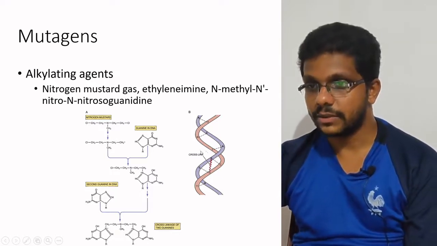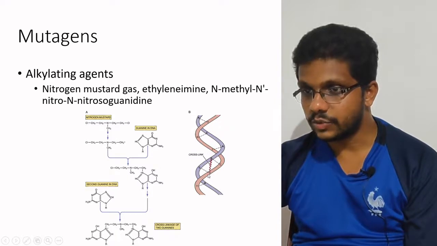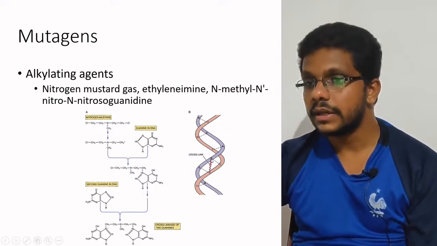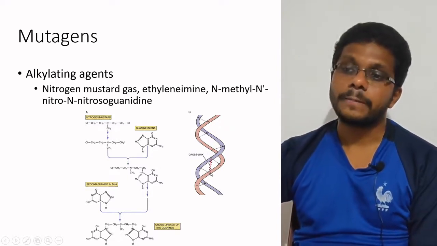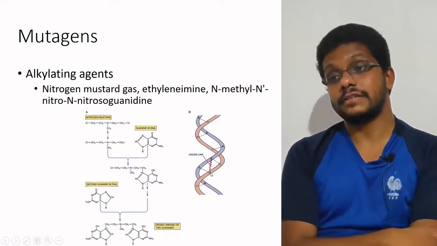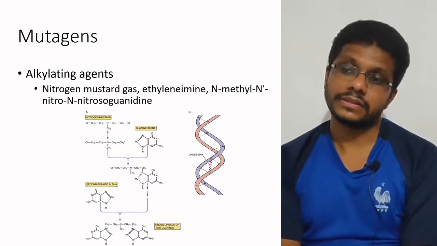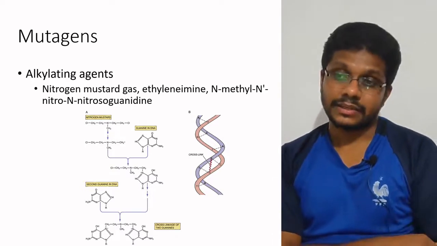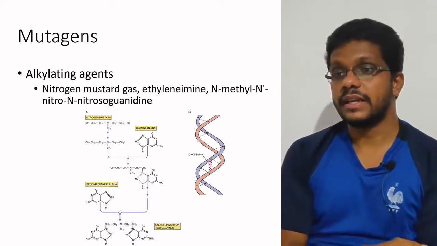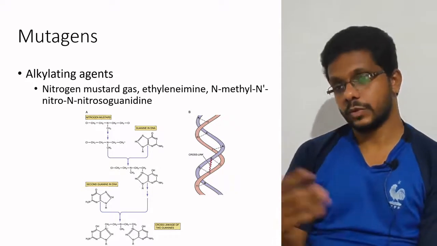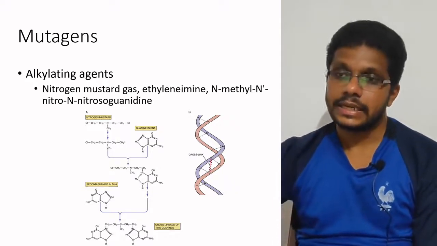So in this figure, you can see there's a cross link between this guanine and the other guanine. Once the cross link is formed, the replication machinery will stop there, and the bacteria try to repair this damage. But most of the time, during the time of repair, mutation occurs in the DNA. So that's how it works.